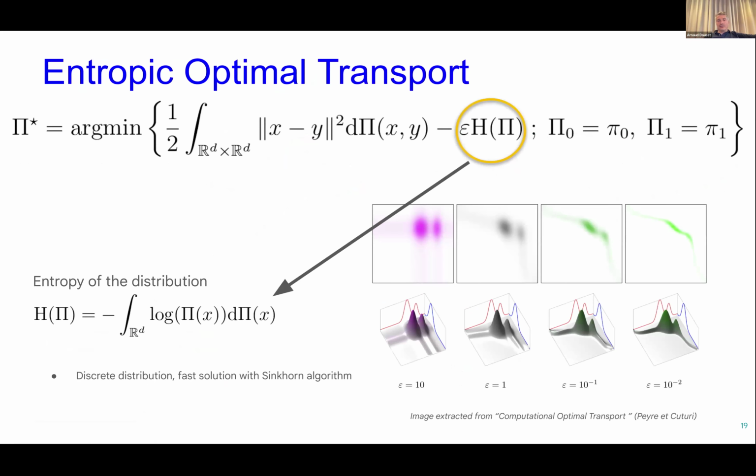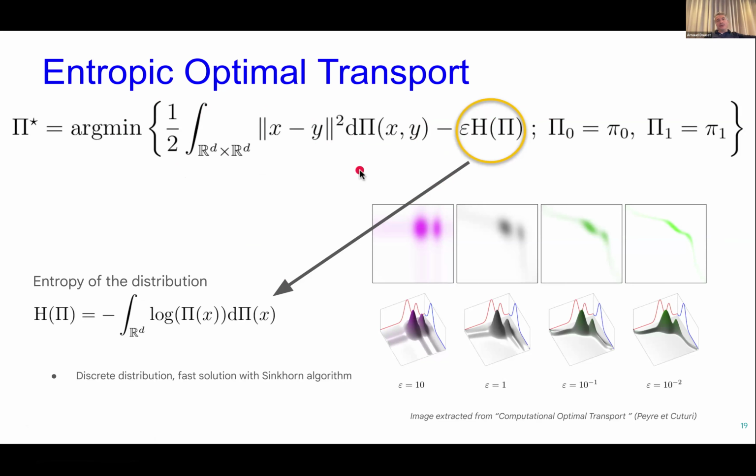So I'm not going to try to solve this problem. I'm going to try to solve the so-called entropic optimal transport, which is literally, instead of solving the original optimal transport problem, an entropic relaxation. If epsilon is large, it favors couplings such that pi factorizes between pi naught and pi 1. But if epsilon is small, you get closer to the optimal transport.